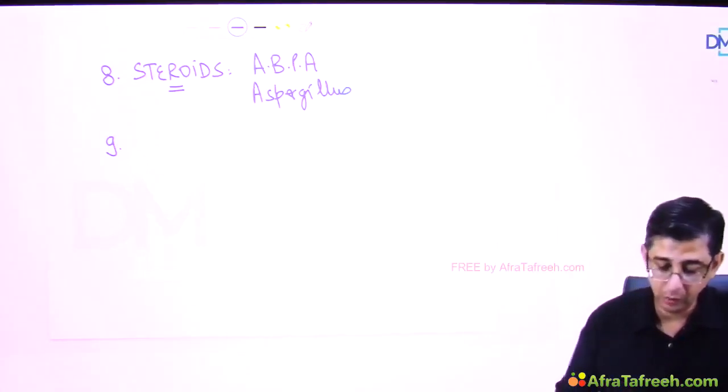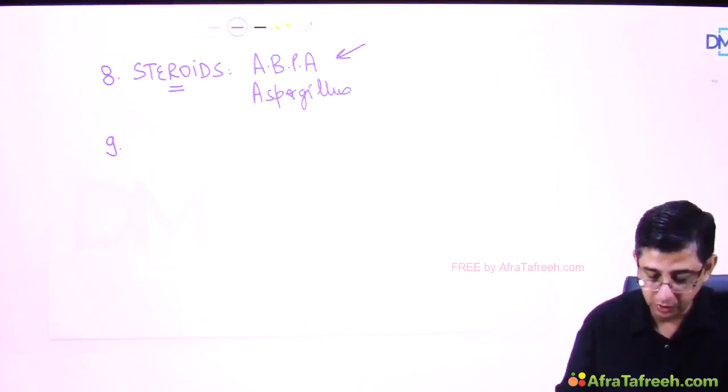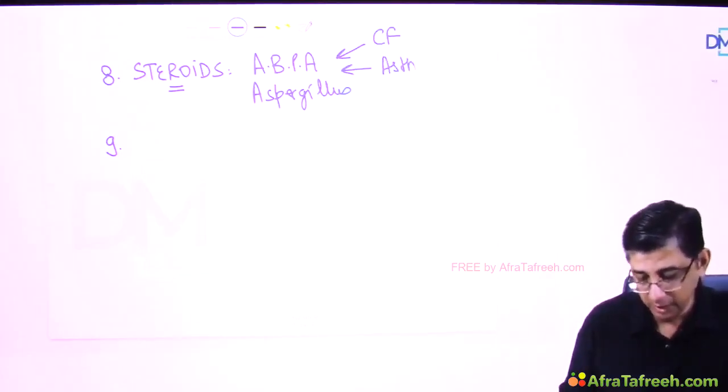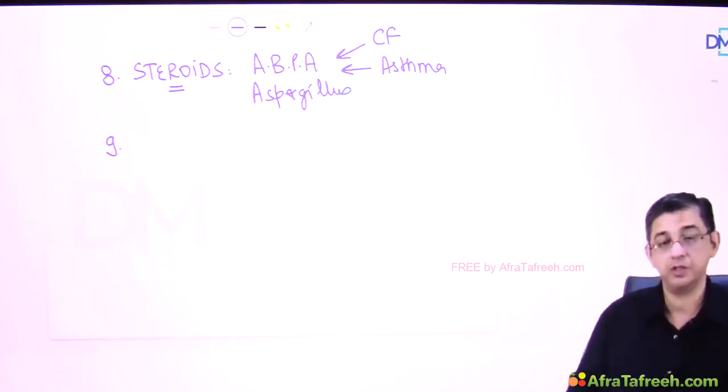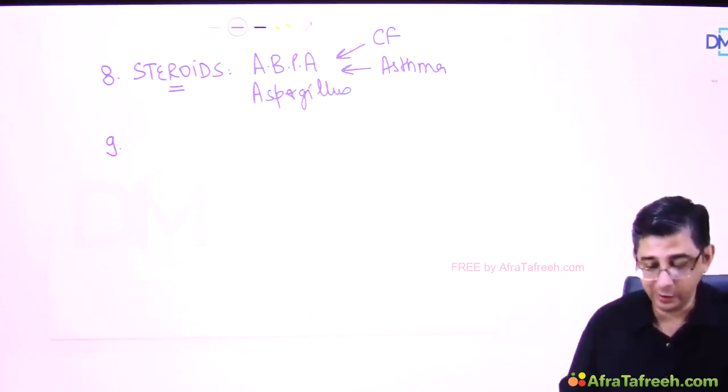ABPA is allergic bronchopulmonary aspergillosis. This is seen with the topic of interest, that is cystic fibrosis, and also with asthmatics, and you can go down into the infection segment where I have discussed aspergillosis. ABPA is an important disease which is asked in the exam, so I definitely want you to remember it.